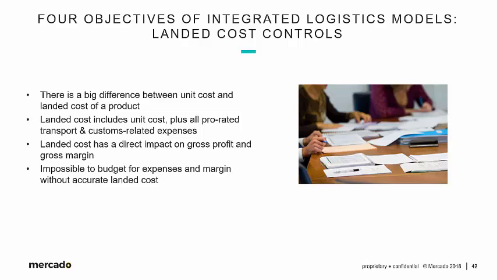Third point, as it relates to the income statement, landed cost has a direct impact on gross profit and gross margin. Why is that? Because landed cost normally, not always, but normally from an accounting perspective, is embedded in cost of goods sold on the income statement. So the sales price that we sell a good for minus cost of goods sold, that's our gross profit.